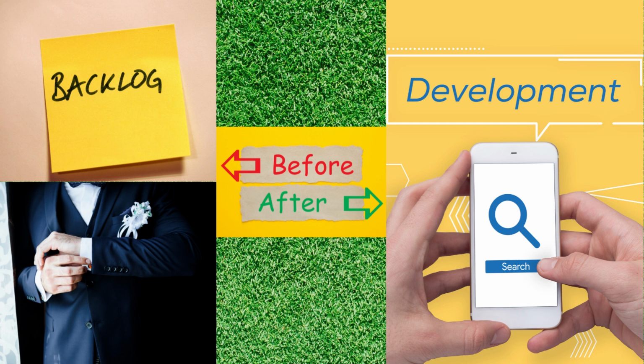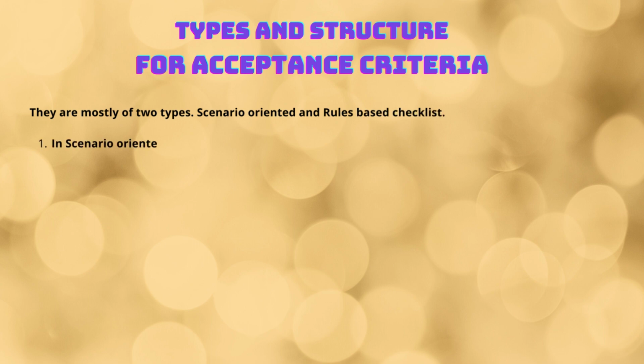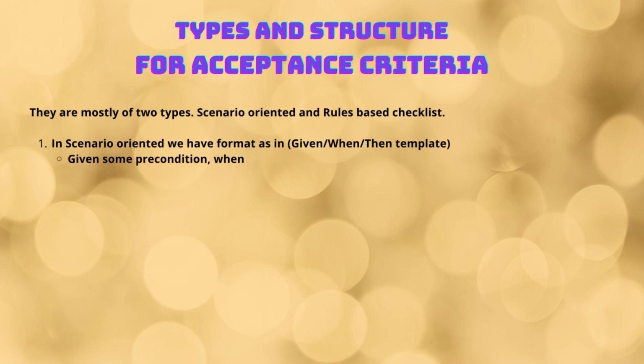So let's see some of the types and structure for acceptance criteria. Mostly there are two types: scenario oriented and rules based checklist. In scenario oriented, we have a format as in the given, when, then template. So it is like, given some precondition, when a certain action is taken, then I expect a certain result.